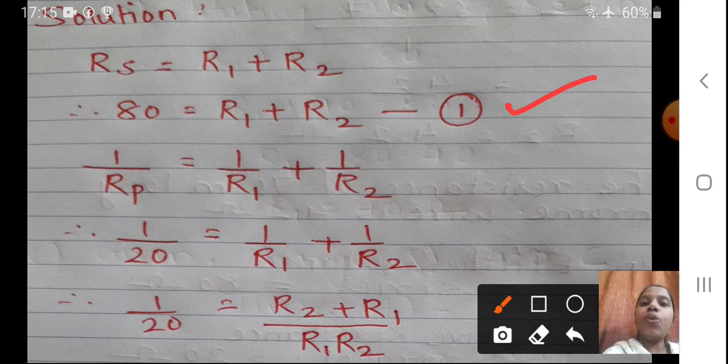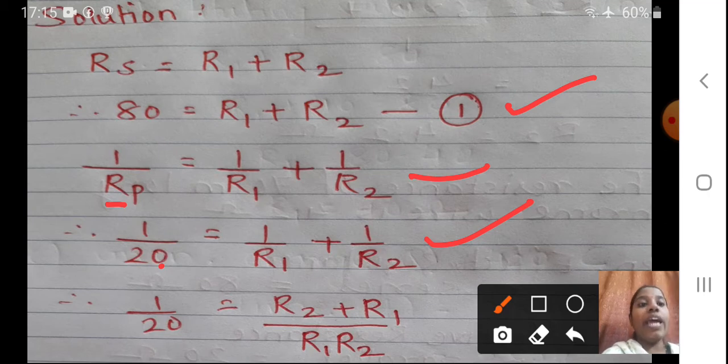Then you have 1 upon Rp. This is for parallel, right? 1 upon Rp is equal to 1 upon R1 plus 1 upon R2. Now the 1 upon Rp value, it is 20 given to you. So I have substituted that: 1 upon 20 is equal to 1 upon R1 plus 1 upon R2. This step I am talking about.